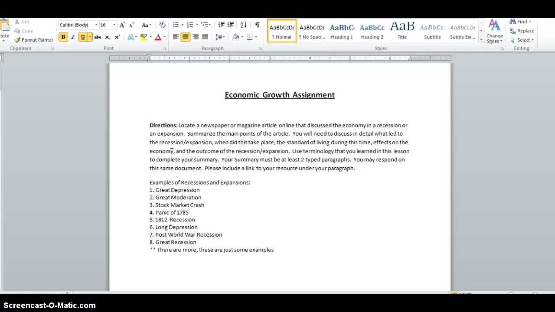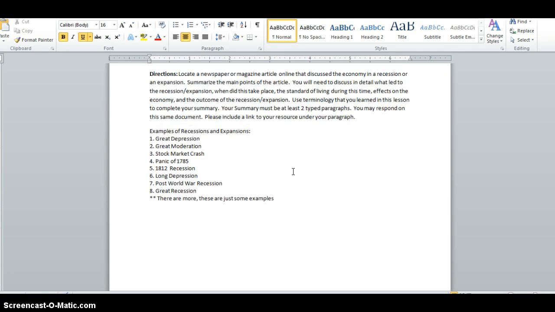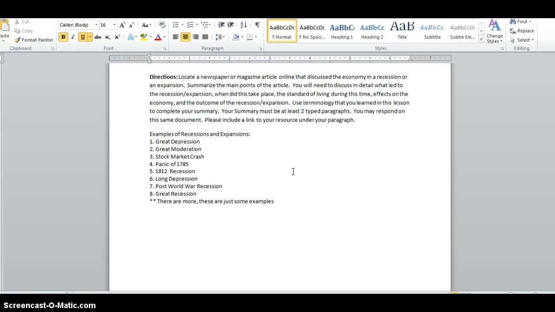Your summary must be at least 2 typed paragraphs. You can, again, do this on a different Microsoft Word document, or you can just type it right below the assignment. You may respond on that document, like I said. Again, include a link to your resource so I can verify that your information is accurate. Again, do not copy and paste something straight from a website. Put it in your own words, really read it, and understand how our economies are affected during these recession and expansion times.